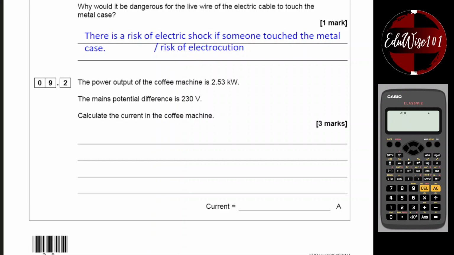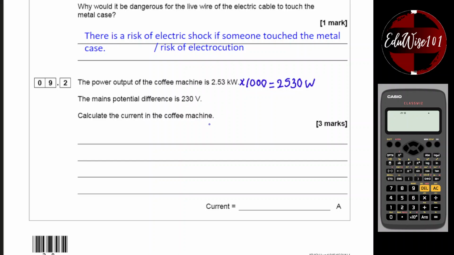Question 9.2. The power output of the coffee machine is 2.53 kilowatts. Now, when you're using these values in calculation, you need to make sure they are not in kilowatts. The power has to be in watts. So let's change that. To change 2.53 kilowatt to watt, you would multiply that by 1000. Remember, kilo means 10 to the power 3. So that makes it 2530 watts.